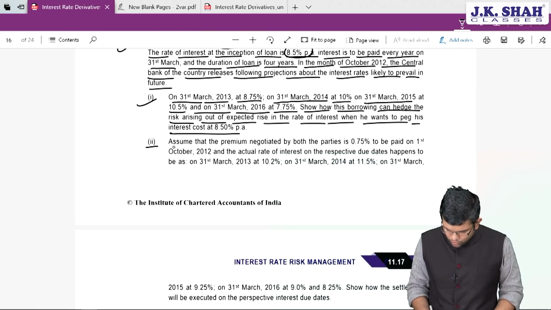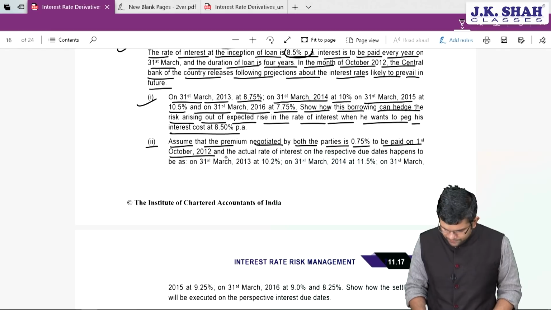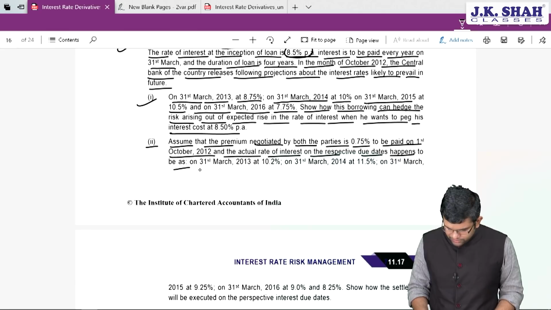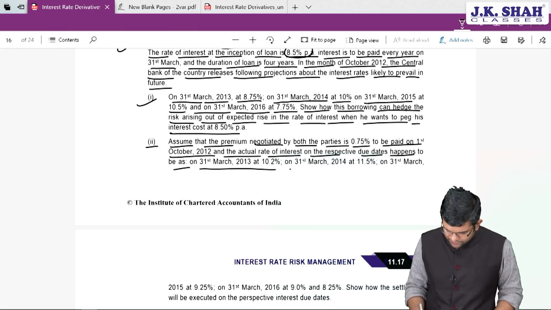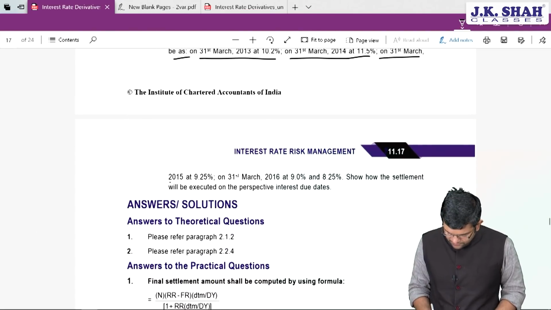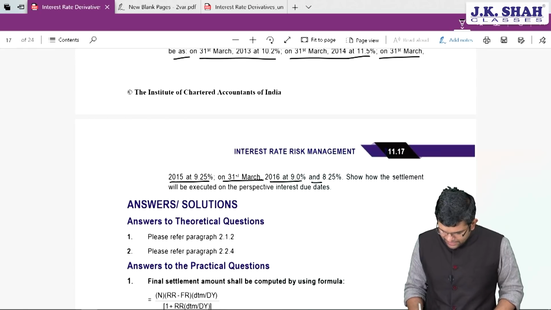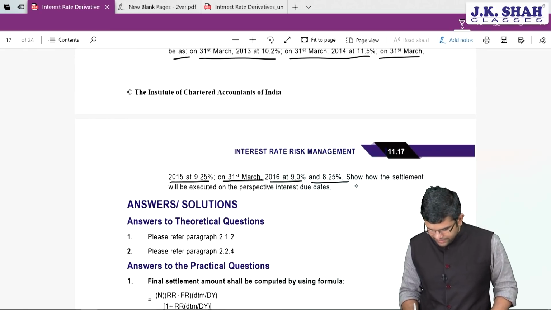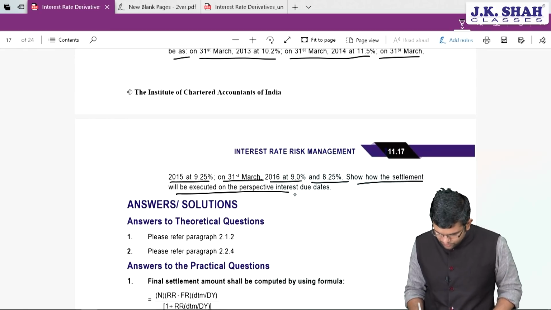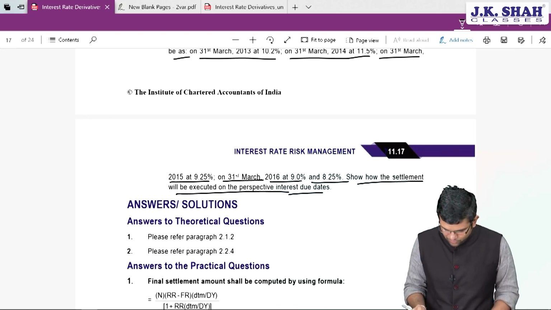They're saying point number 2: assume that the premium negotiated by both parties is 0.75%, to be paid on 1st October 2012, and the actual rate of interest on the respective due dates happen to be, as on 31st March 2013, 10.2%, 31st March 2014 is 11.5%, 31st March 2015 at 9.25%, and 31st March 2016 at 9%, and 8.25% they have given. It's again a printing mistake. Show how the settlement will be executed on the respective interest due dates.